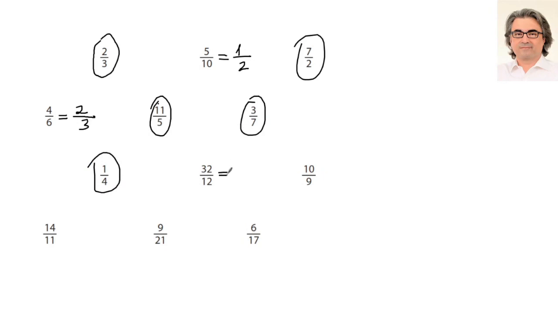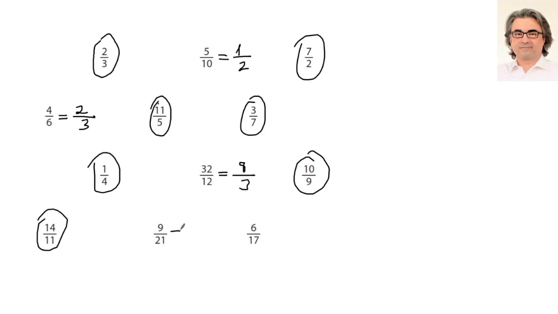32 over 12. They are divisible, I mean the numerator and denominator, by 4. If you divide by 4, 32 will be 8 and 12 will be 3. So 8 over 3 is its simplest form. 10 and 9. 10 and 9 are consecutive numbers. So 10 over 9 is in its simplest form. 14 and 11. They have no common factor or divisor greater than 1. So this fraction is also in its simplest form.